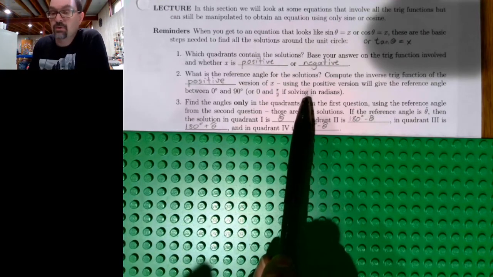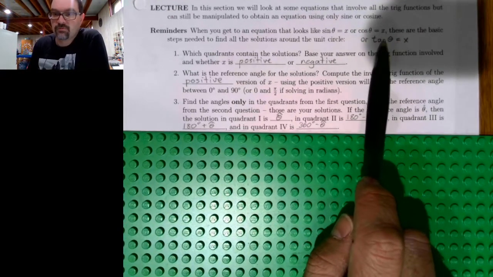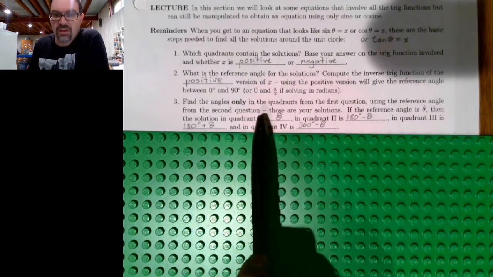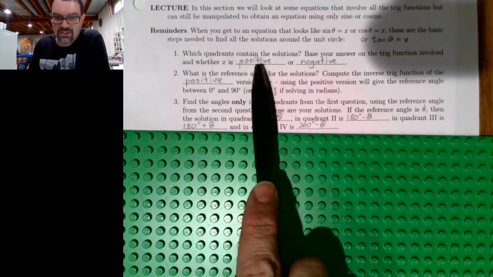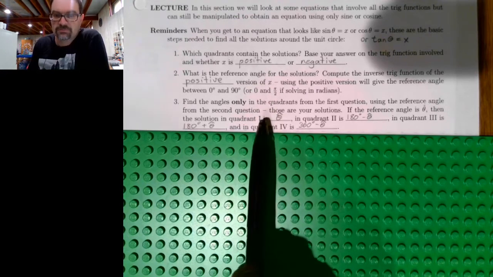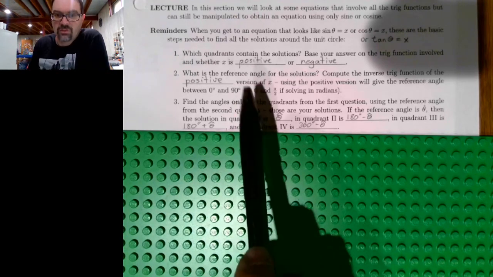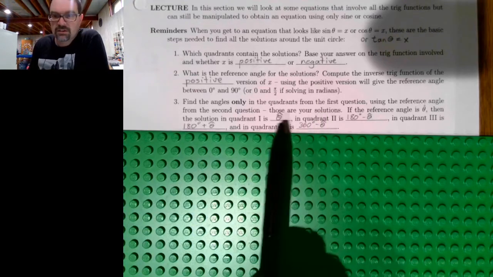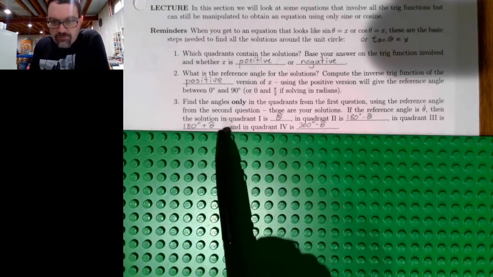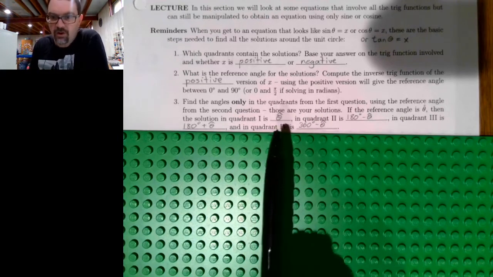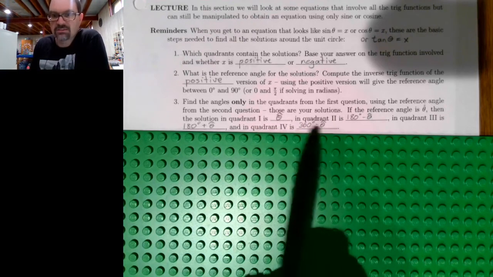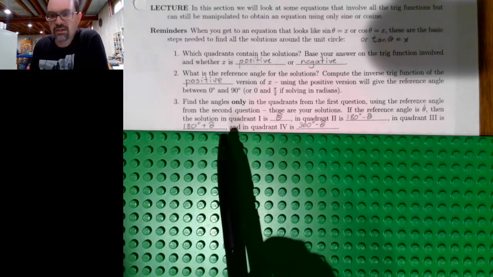Now, it might actually be one of the solutions if quadrant 1 is where one of your solutions is. But then, from question 1, the quadrants you selected for your solutions, find the angles with the reference angle from step 2 that are in the quadrants from step 1. And here's just those little formulas again. If you're in quadrant 2, you do 180 minus the reference angle. It's 360 minus in quadrant 4, 180 plus the reference angle in quadrant 3.